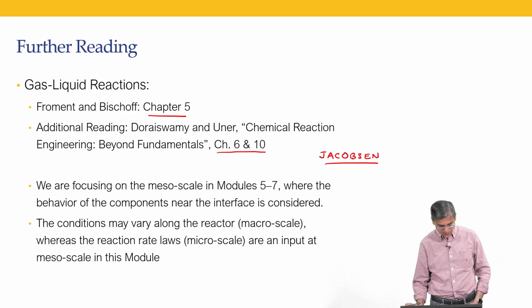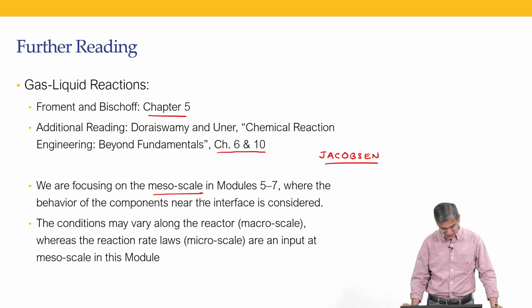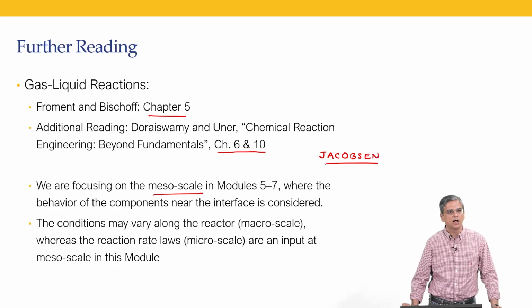Let us come back to this particular module. As I said, we are focusing on mesoscale in modules 5 to 7. Conditions might vary around the reactor in the macro scale, and at the micro scale, the rate of reaction forms the input for the mesoscale that is done in this module. That is how these three modules connect with what you have done in modules 1 to 4 and with modules 8, 9 and 10, what you are going to do. So, this is kind of a connecting layer.